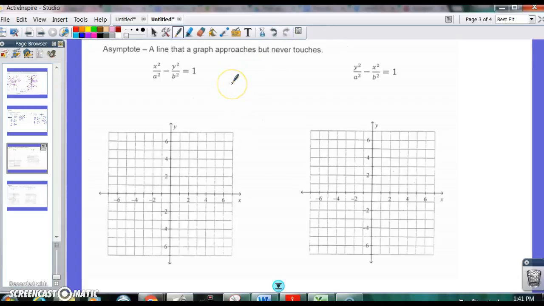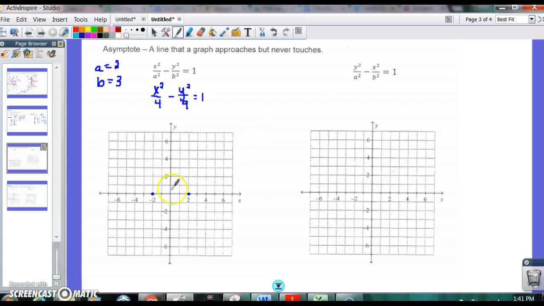So let me show you what I mean here. Let's do an example equation. Let's say I'm doing x squared over 4 minus y squared over 9 is equal to 1. So I know that my a value is 2, and I know that my b value is 3. Okay, I also know that my vertices, there's my a value, my center here is at the origin, so I know that those are my vertices right there.